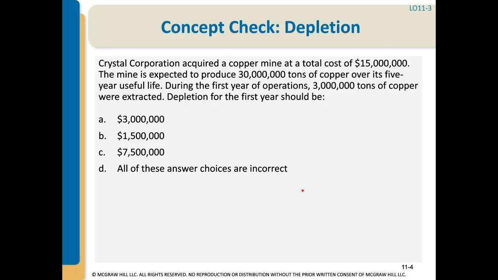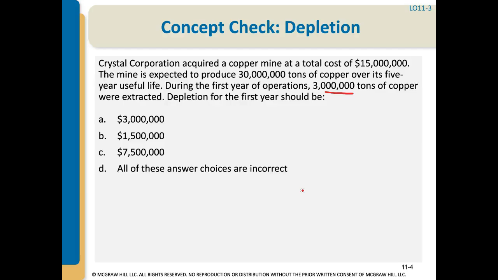Let's do a quick concept check. Crystal Corporation acquired a copper mine at a total cost of $15 million. The mine is expected to produce 30 million tons of copper over its 5-year useful life. During the first year of operations, 3 million tons of copper were extracted. What is the depletion for the first year?